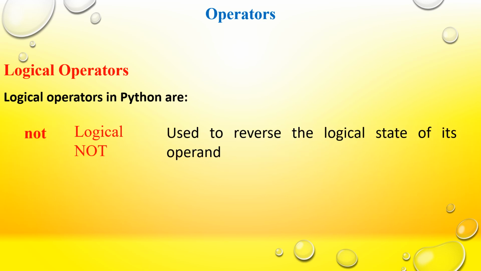The last logical operator is NOT, called the logical NOT. It is used to just reverse the state of its operand. That means if the operand is true, after evaluation it will become false. If it is false, after evaluation it will become true. It just reverses the logical state of the operand, changing, negating, or complementing the value of an operand.